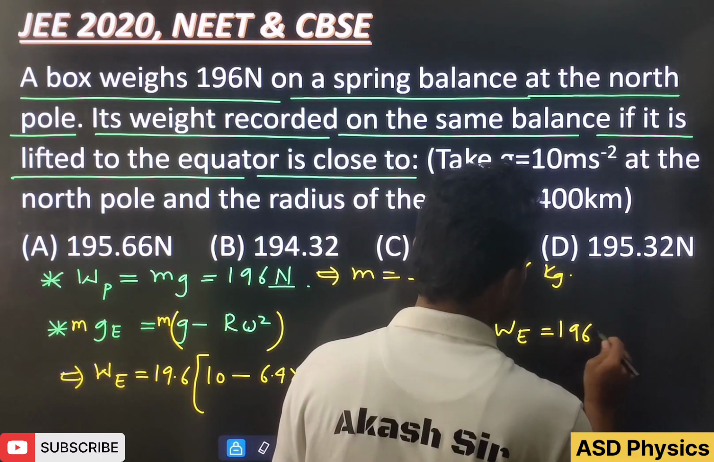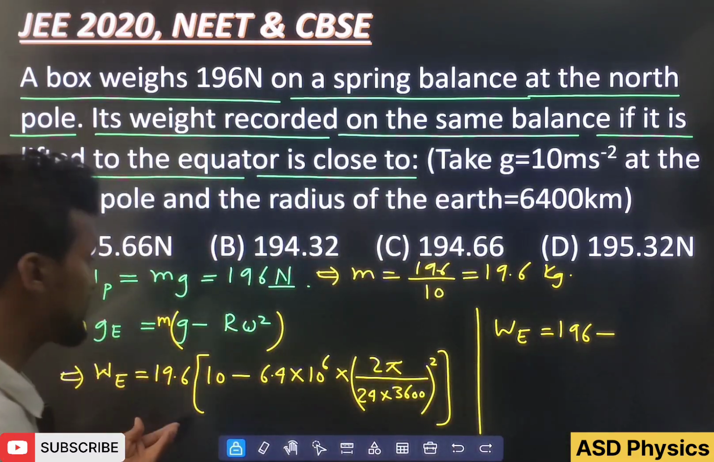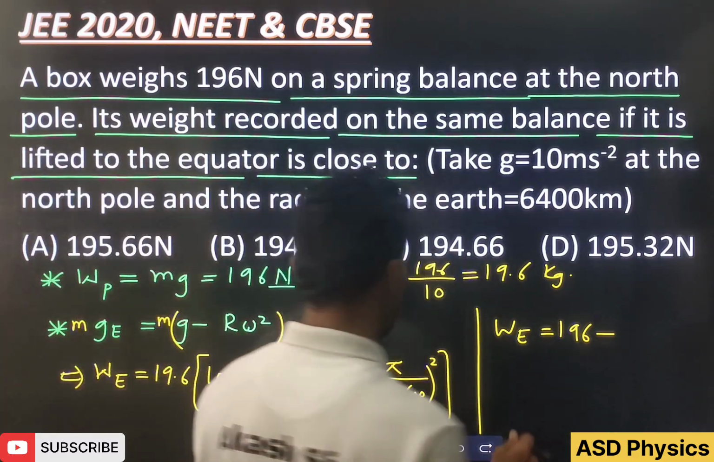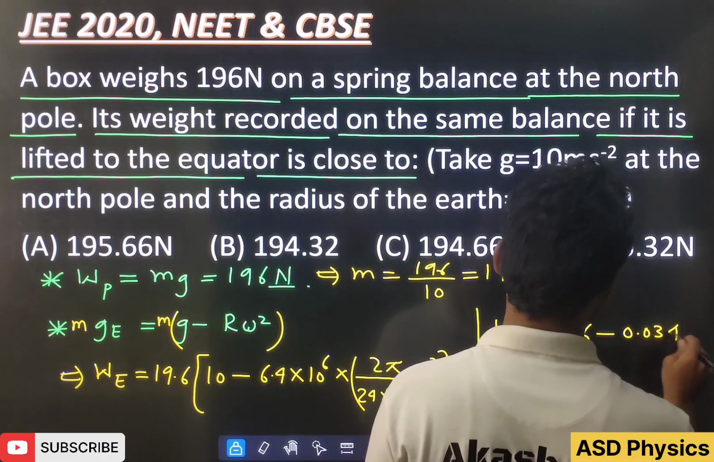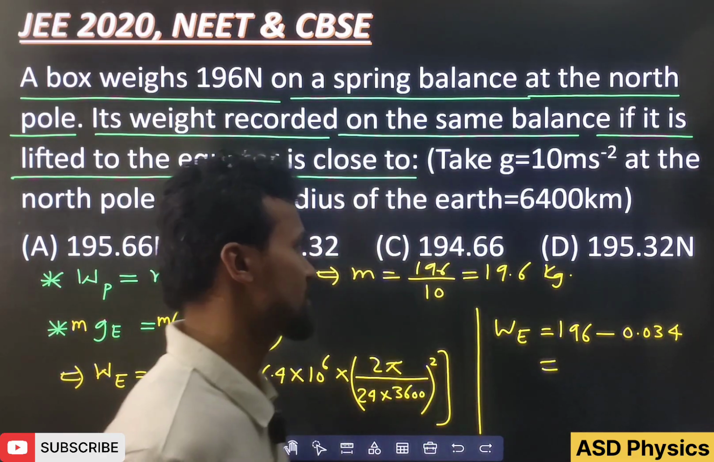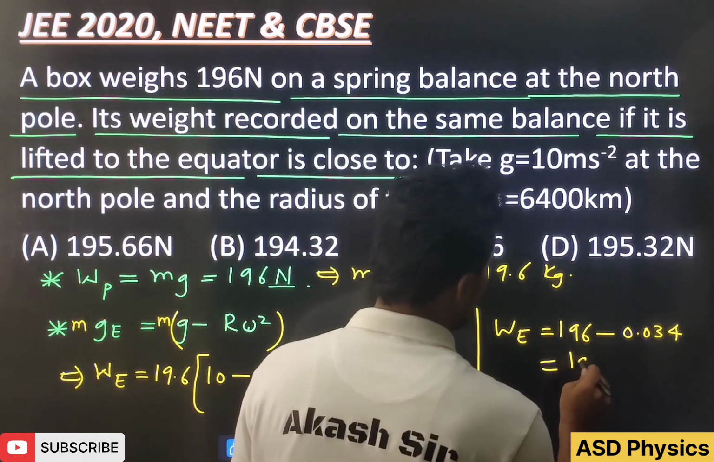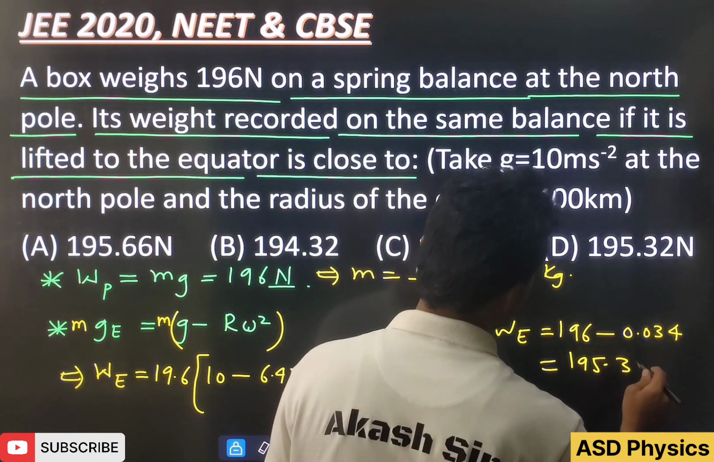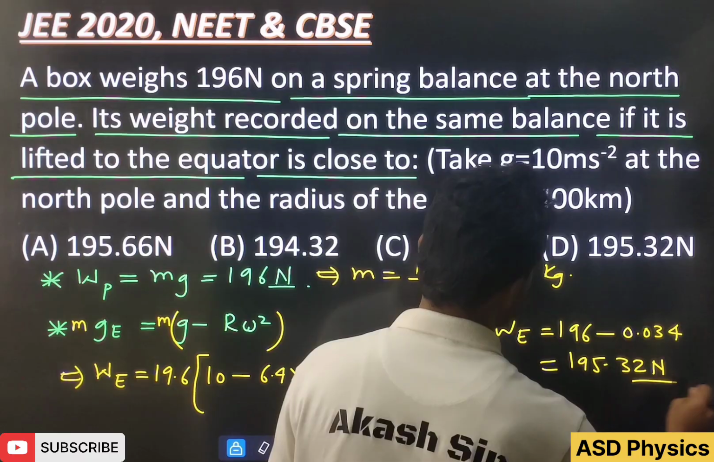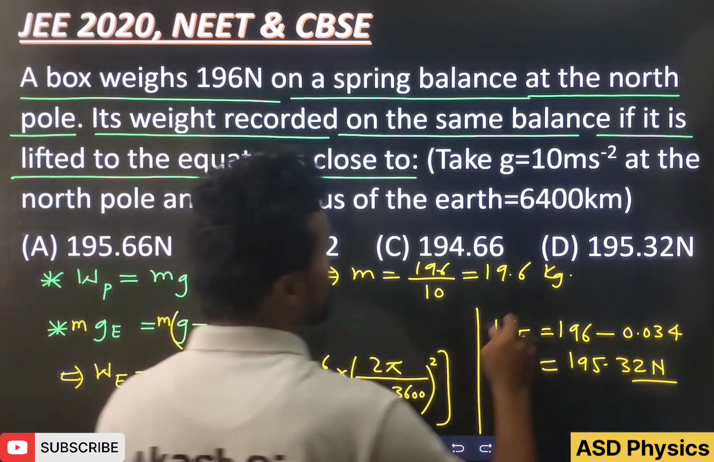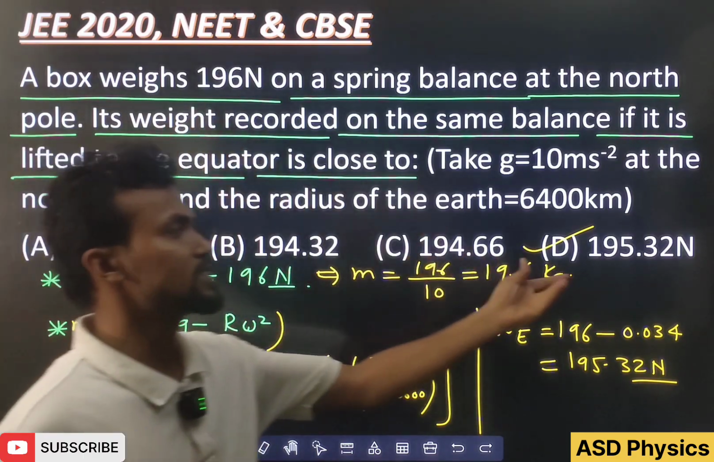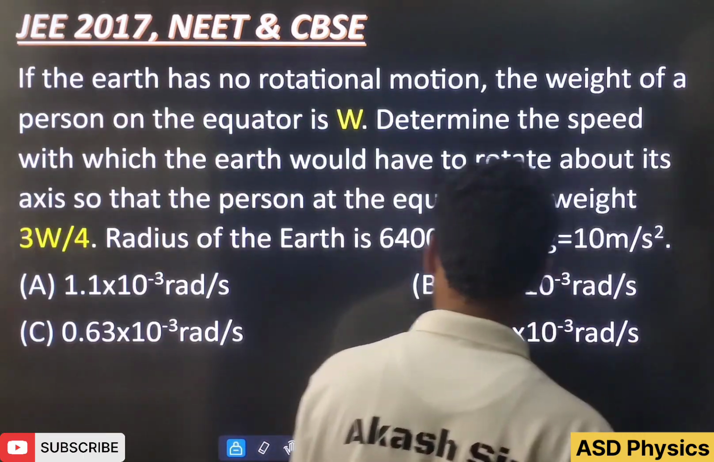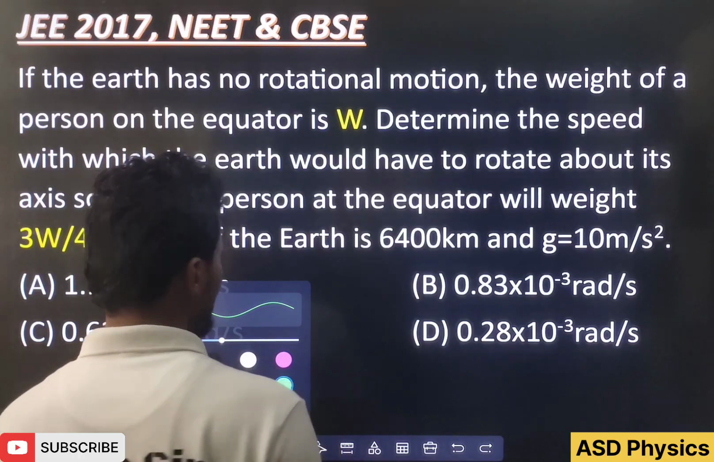Again this becomes 196 minus, and 19.6 goes to that side. When you multiply this by 19.6, it comes to nearly 0.034. Some calculations are there. When you simplify, the value comes to approximately 195.33 or 195.32 Newton. So which option is correct here? Remember that the weight will decrease because gravity decreases; actually 196 will decrease to 195.32. Okay, now the next question.